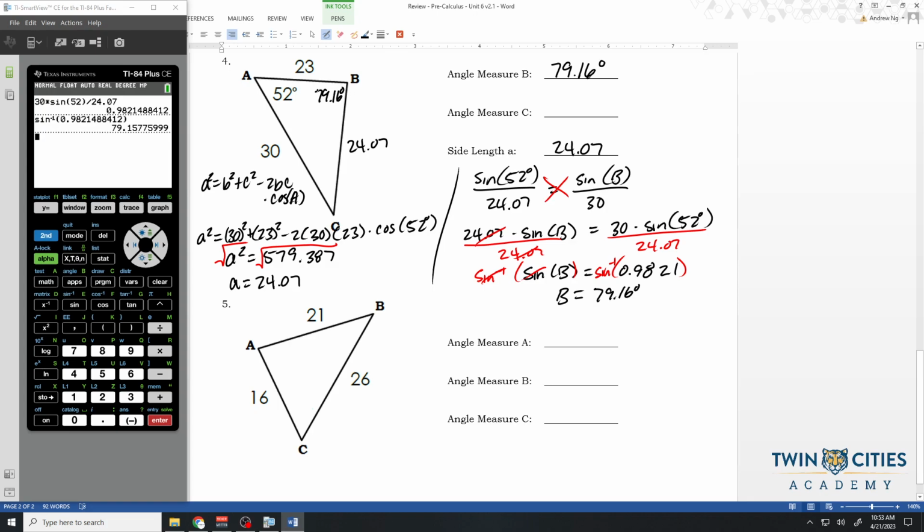And since I know two angles, again, do 180 minus the two known angles. So subtract 52, subtract 79.16. And the last missing angle, this will be angle C, is 48.84 degrees.